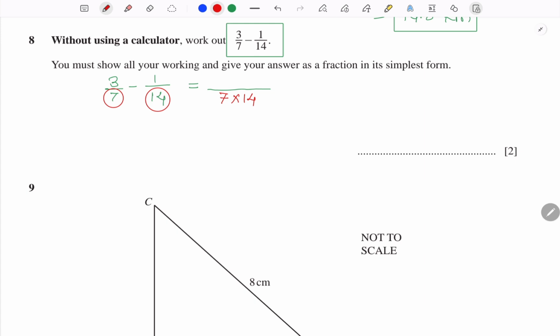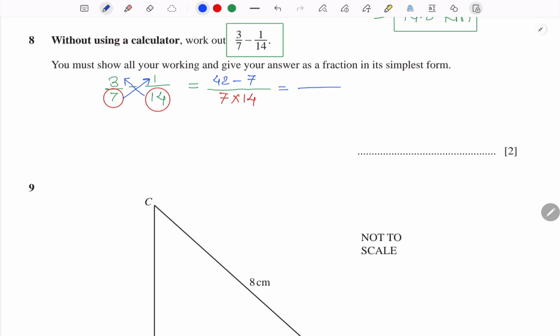And then just cross multiply. That means multiply 14 by 3 and 7 by 1. 14 multiplied by 3 will give you 42. The negative sign will be placed here. 7 multiplied by 1 will give you 7.